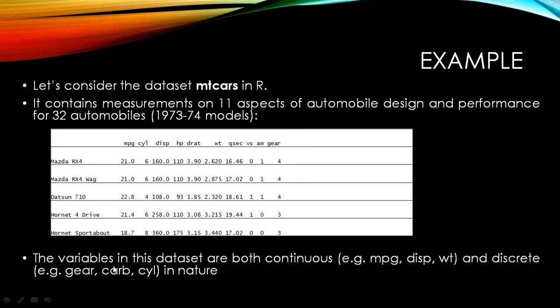So I know there's no point in using the summary statistical formulas for discrete data. What is the fun in knowing the average number of gears these models have? Let us say if my answer turns out to be 4.37, it doesn't make any sense. So for discrete data, I won't be using any of those statistical summary measures. Rather, I'll be using the table function. Okay, so let's go ahead and see how to solve it.